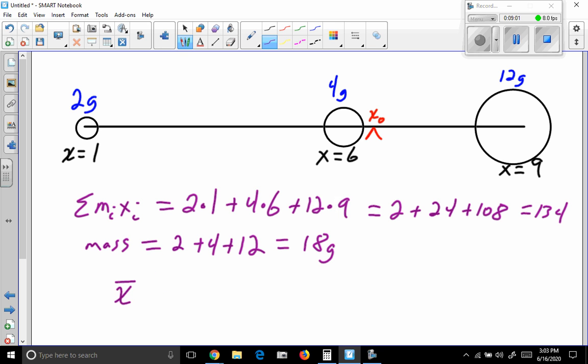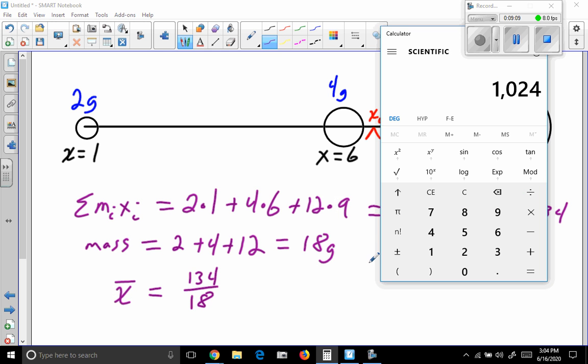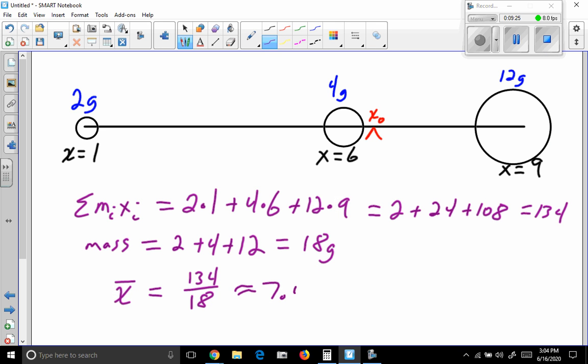So our location, our balance point, would be the sum of the moments over 18. So 134, not 13. 134 divided by 18, about 7.4. So that would be the x value where our balance point would occur. So just sum the moments, sum the masses, and do the moments divided by the masses.